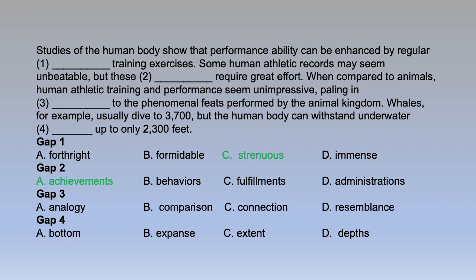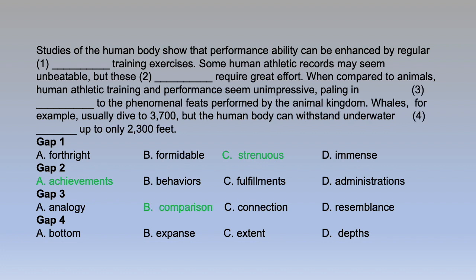Achievements is the correct answer for gap 2 because it relates back to the word athletic records, which is used earlier in this sentence. For gap 3, the correct answer is comparison. Hopefully you'll know the phrase in comparison, which is often used in English to compare items. Here we are comparing human beings to animals.